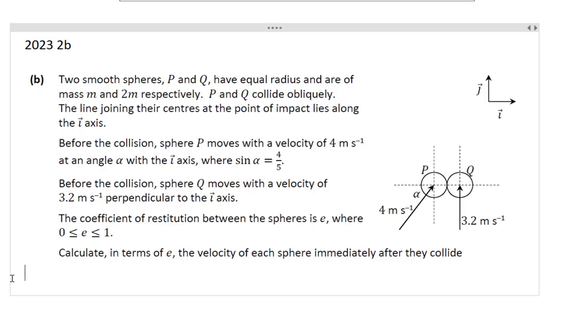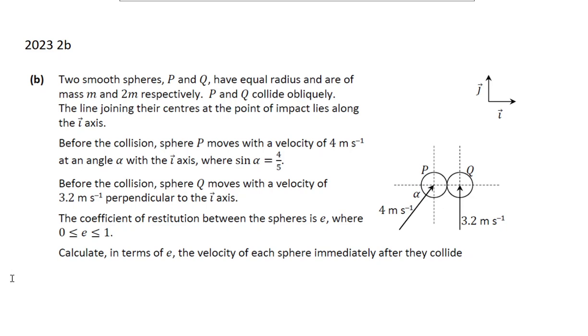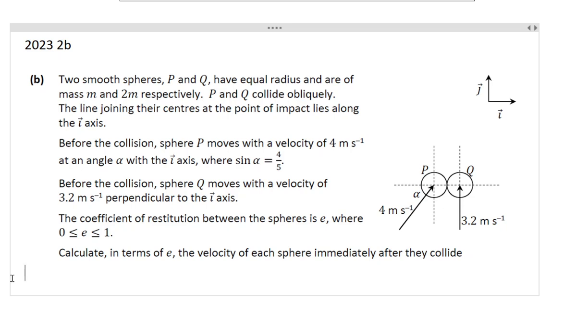So, two smooth spheres. Smooth means there's no friction in the collision, which is good because we don't know how to do that. They have equal radius and are of mass m and 2m, respectively. P and Q collide obliquely. That means they don't collide directly, and it's usually going to be along one of the axes.